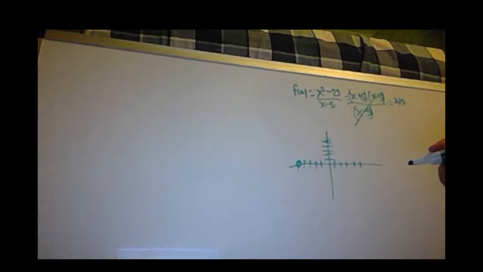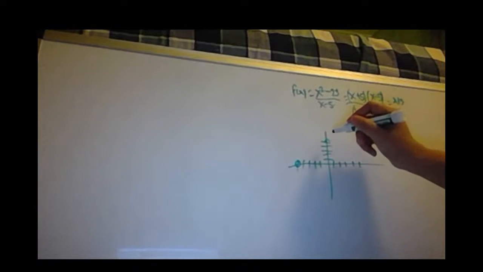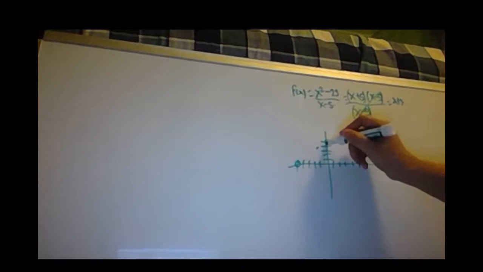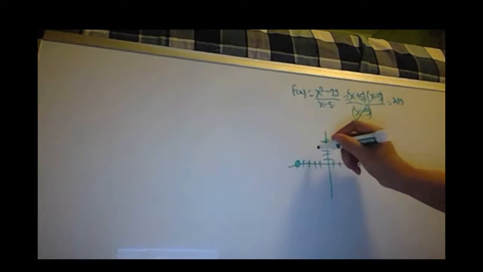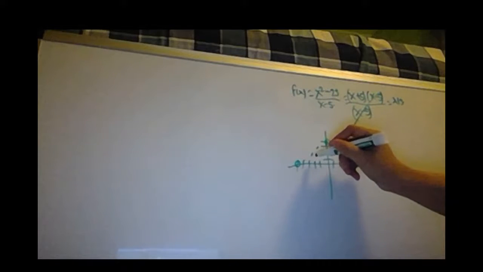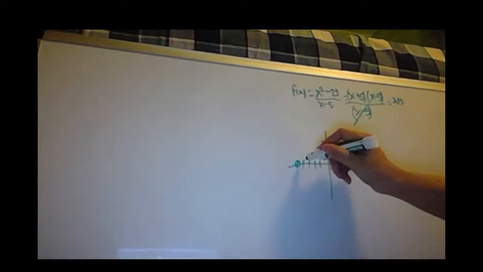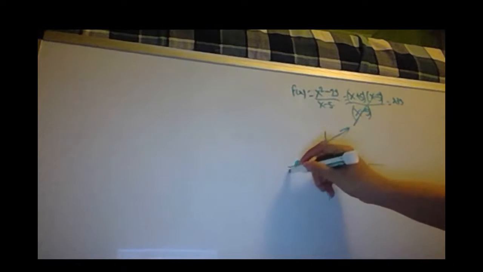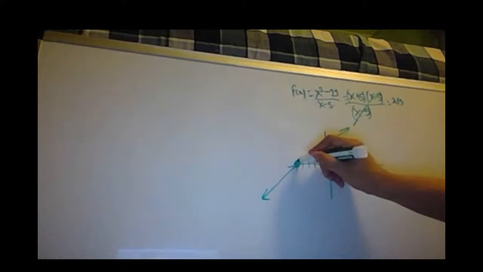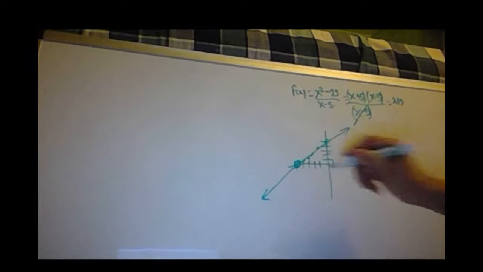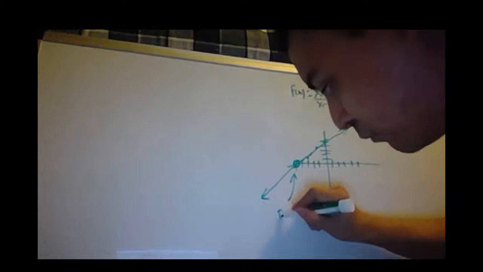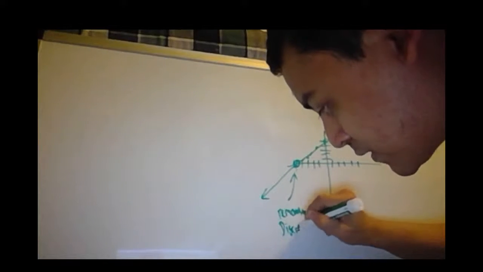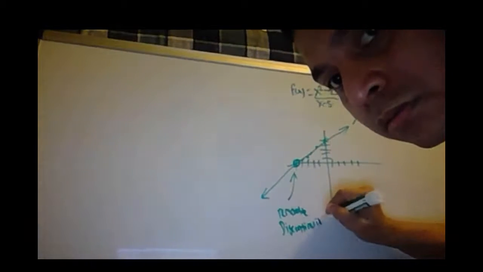So we're going to go down one, left one, down one, left one, down one, left one, down one, left one. Basically, it's going to look something like this. And it doesn't have to be perfect, but you see how there's a hole there? That is what we call a removable discontinuity. Okay?